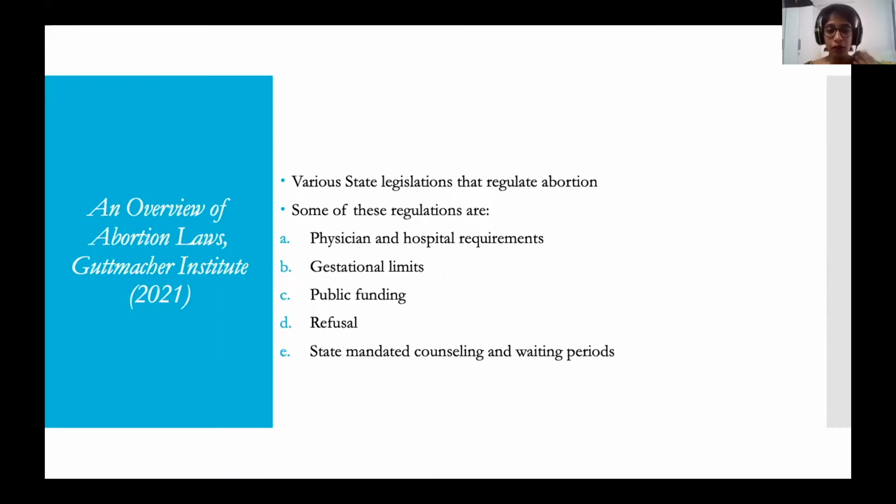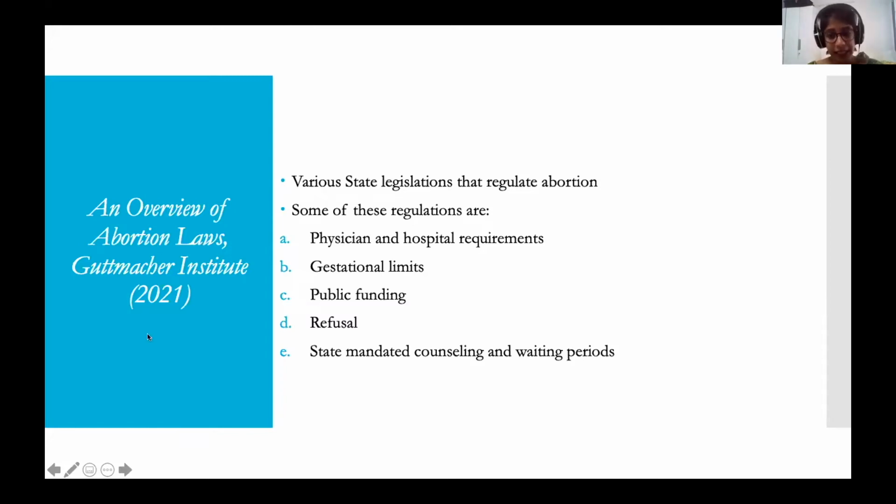The fourth criteria we see is refusal. 45 states permit individual healthcare providers to refuse to participate in abortion. 42 permit institutions to refuse to perform abortions. And 16 of these states permit refusal only to private and religious institutions.